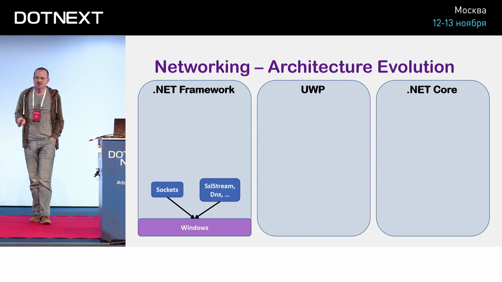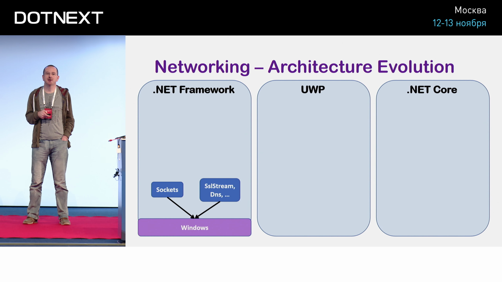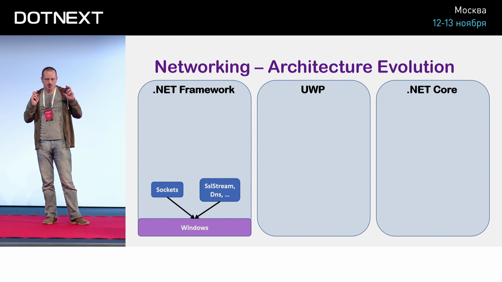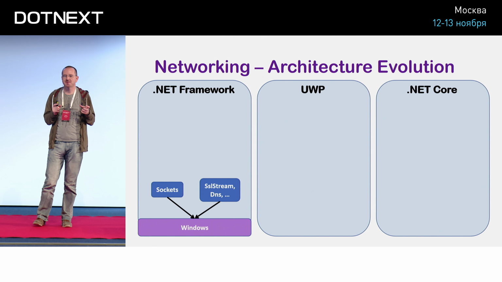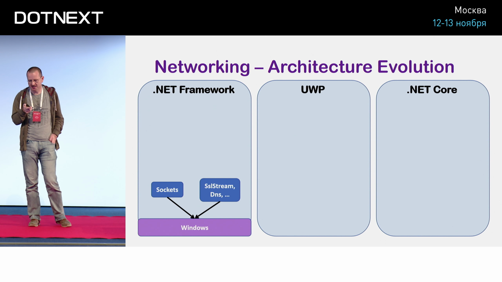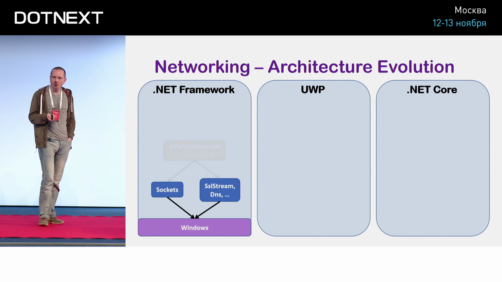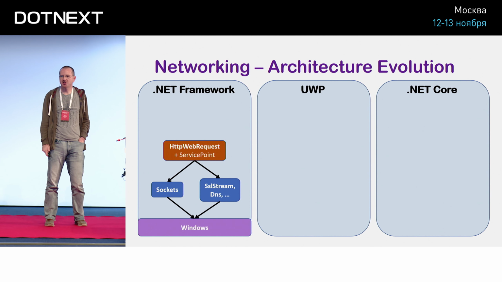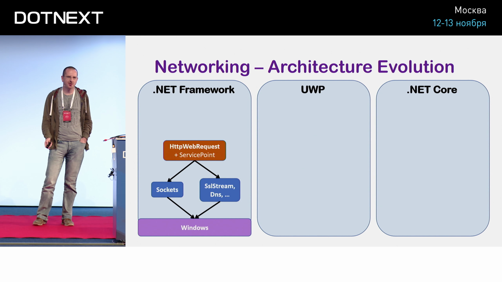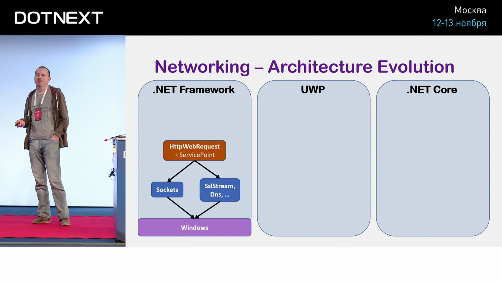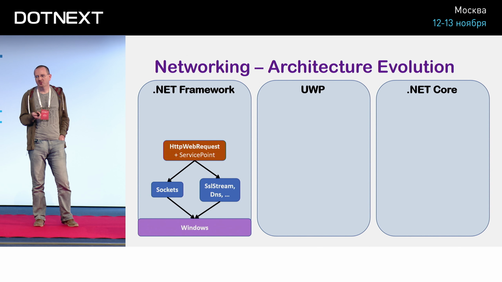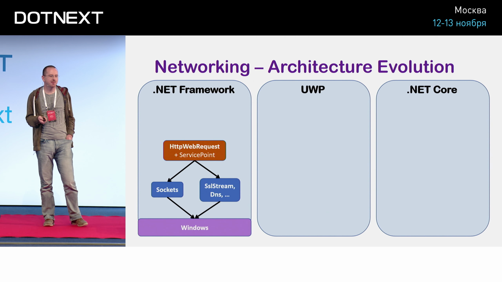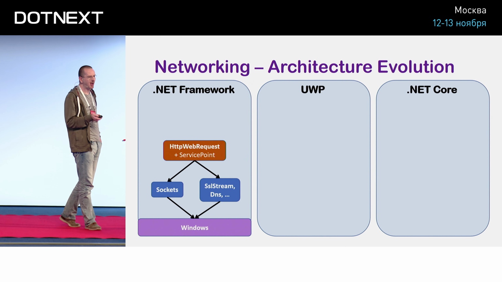Obviously, there's some kind of Windows layer, and on top of that, we have the foundational layer, some core types like sockets, SSL stream, and DNS listed over here. On top of those, we have HTTP web request with service point and service point manager. That's something that we introduced in .NET Framework 1.0, and it's used by many of our customers, many libraries.